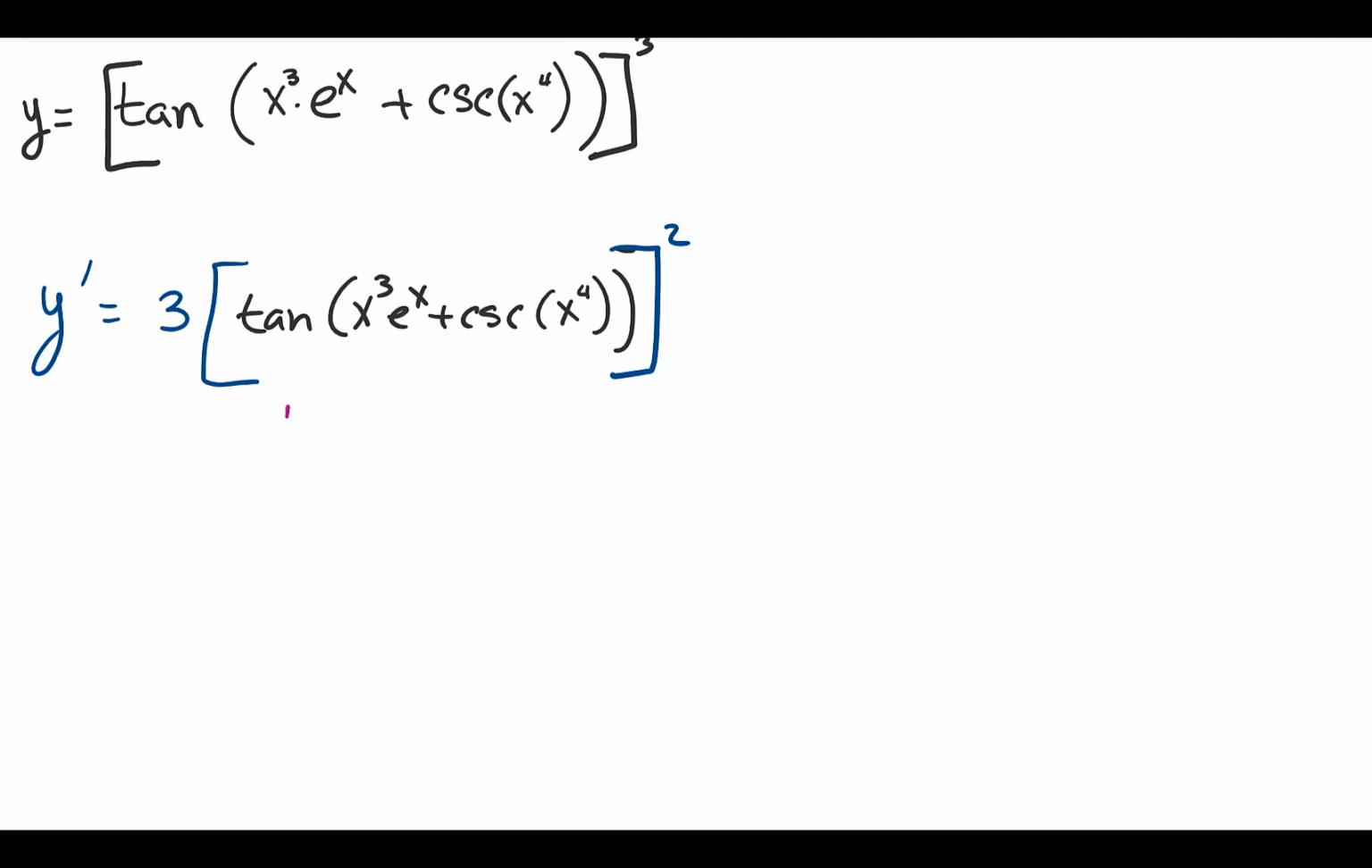So now we're going to take a derivative on this. And the derivative of tangent is still, again, secant squared of. And we're going to leave all that stuff that's in black in there. The x cubed e to the x plus cosecant of x, wow, I messed that one up, to the fourth. Okay, cool. Now let's go.